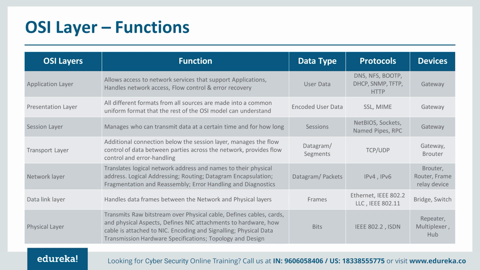The presentation layer works with SSL (secure socket layer) and MIME, and the session layer uses NetBIOS, sockets, named pipes, and RPCs. These are the relay protocols. NetBIOS is similar to DNS, wherein a resource name is identified with its IP address, or an IP address with its name. And all these three layers, application, presentation, and session, have the gateway alone as their device.